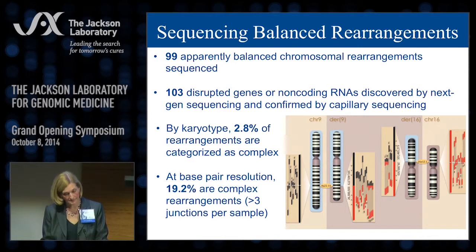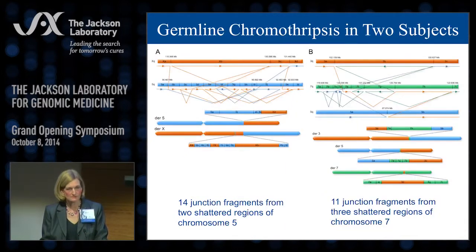And you can see here that in just 2 of the first cases that we really studied to try to put back together, we found a mechanism that had been recently described in cancer, chromothripsis, where there's a massive shattering and reorganization, also took place in the germline. And so we have a number of these cases now. One of them involved 14 junction fragments from 2 shattered regions of chromosome 5, and the other one on this slide shows 11 junction fragments from 3 shattered regions of chromosome 7.